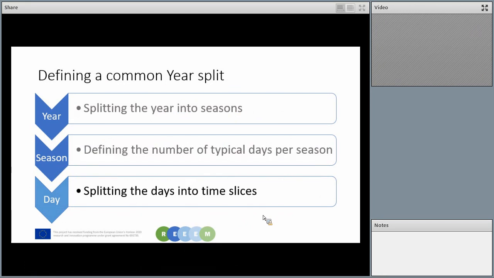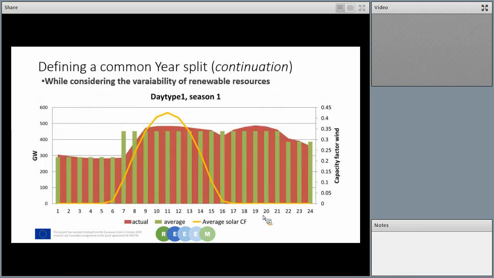Analyzing those typical days for each season, we used graphs like this one here. Here we are looking at season 1 and the day type of season 1. In red we have the average load for days in season 1, and in yellow we have the average solar capacity factor. And here the task was to find times of the day with equal or similar load, and the solar capacity factor was considered to avoid that the time slices are cut in a way that there is, due to averages, for example, availability of solar power during the night.